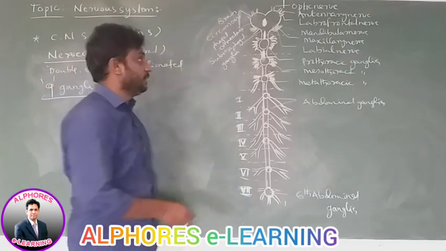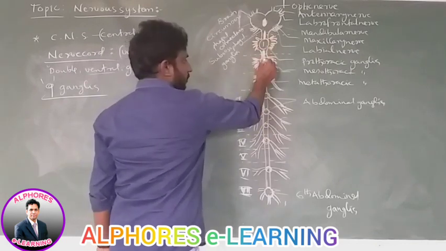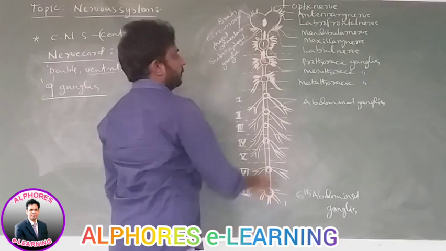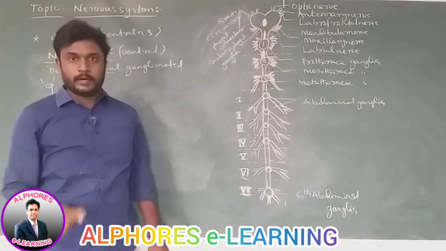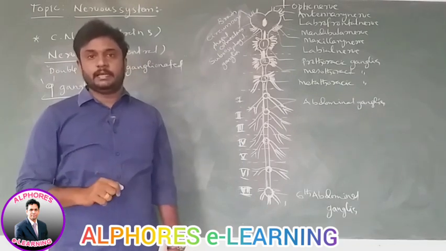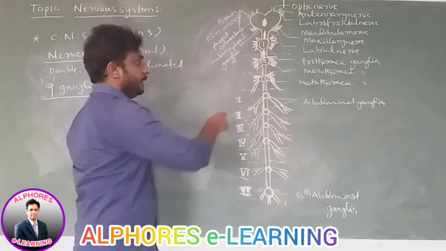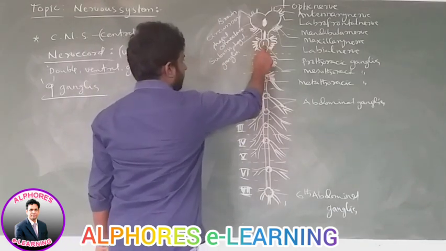That's why these are called prothoracic ganglia 1, mesothoracic ganglia 2, then metathoracic ganglia 3. One is the prothoracic ganglia, the second is the mesothoracic ganglia, and the third is the metathoracic ganglia. Where are these present? They are present in the thorax.